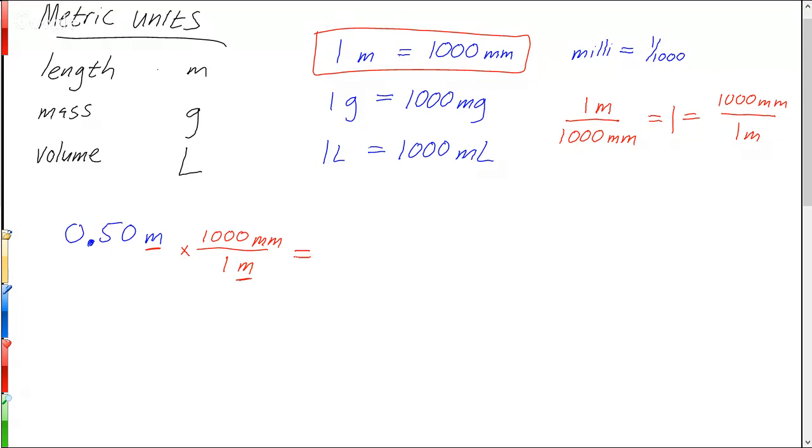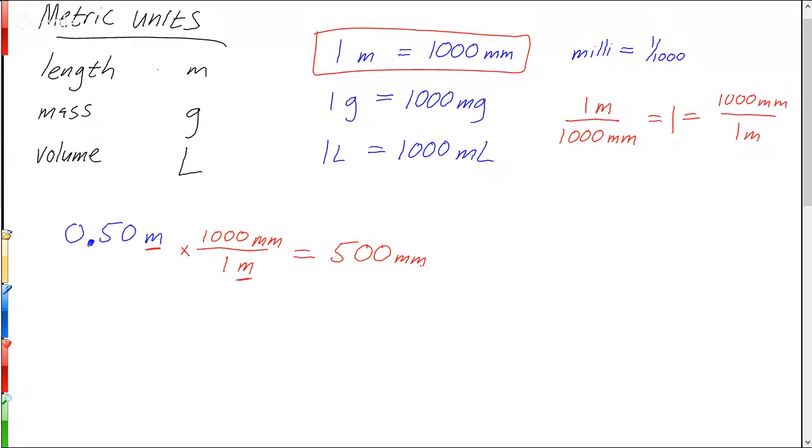So by evaluating this expression, where we would say 0.5 times 1,000, we actually come up with the correct answer, which is 500 millimeters. So 0.5 times 1,000 is 500. Now, you don't have to go through that whole process every time you want to do this. I just wanted to show you how and why it works.